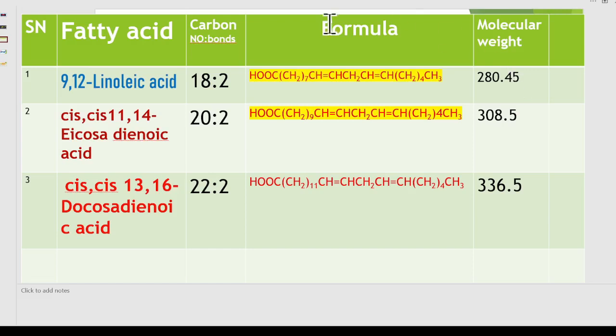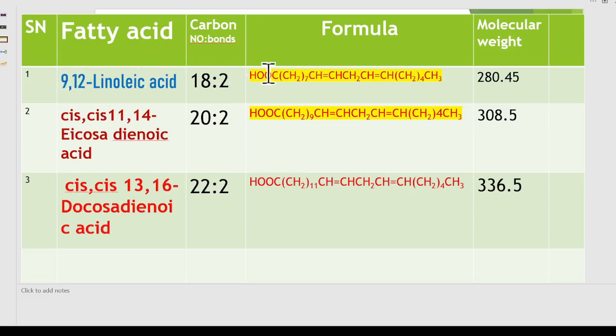Another diunsaturated fatty acid is cis 13,16 docosadienoic acid. It contains 22 carbons. One double bond is between 13th and 14th carbon, and the other is between 16th and 17th carbon. Its molecular weight is 336.5. Generally we can find these diunsaturated fatty acids in vegetable oils.